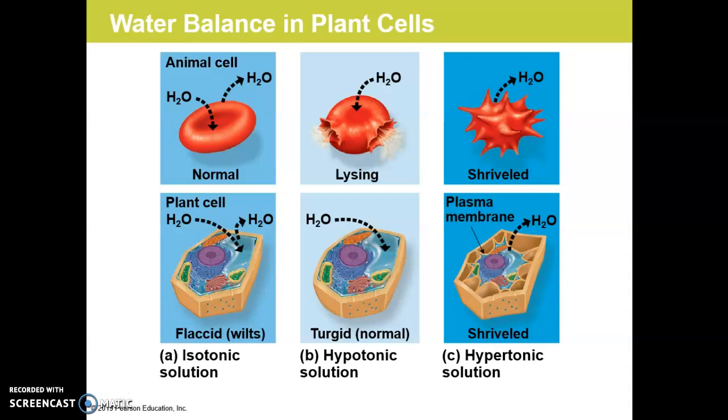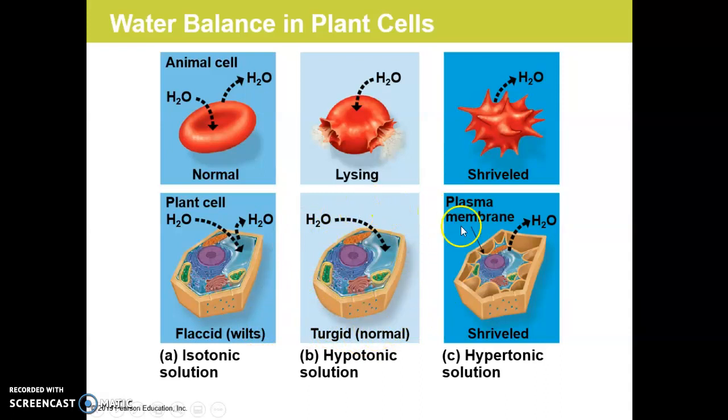That's normal for a plant cell. When you forget to water your plants and they get all wilted or flaccid, that's abnormal. When they have plenty of water, they're turgid, or normal. That's what helps them to stand up and look pretty. So that's in a hypotonic solution.